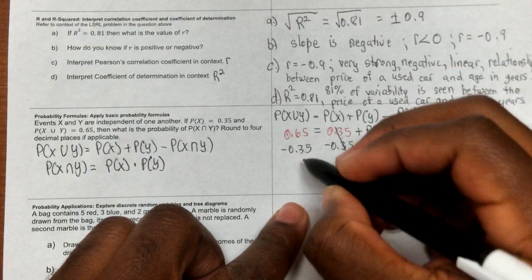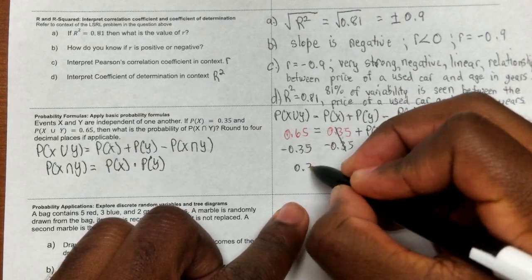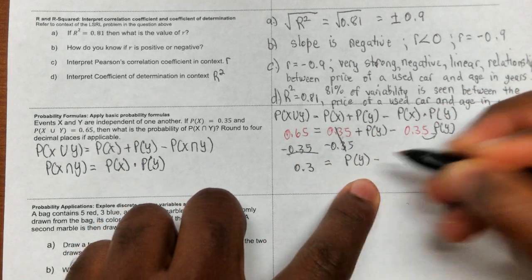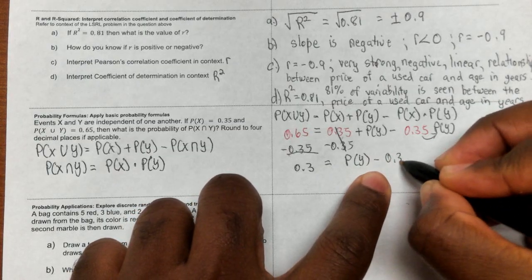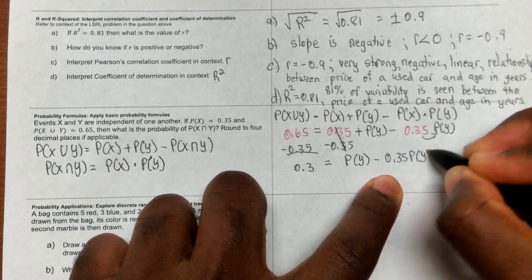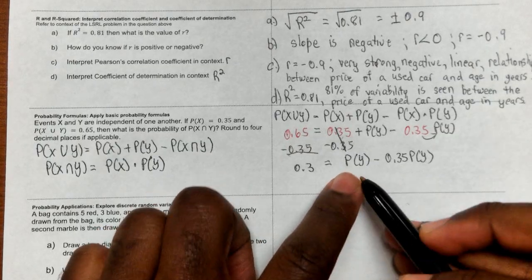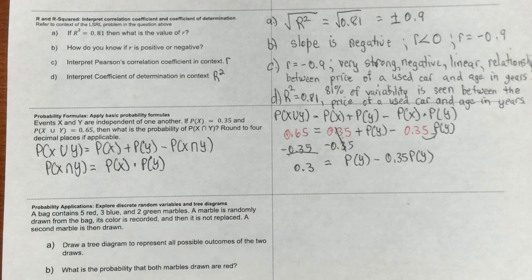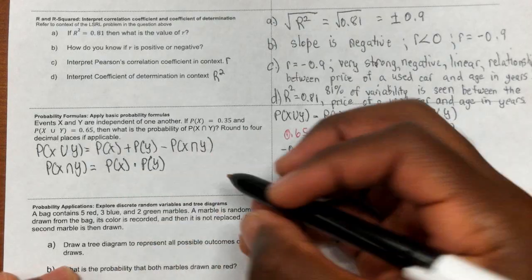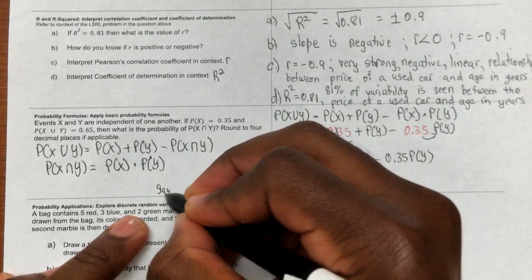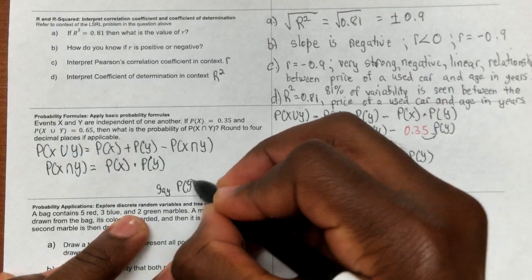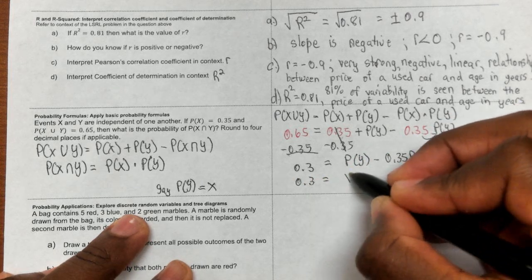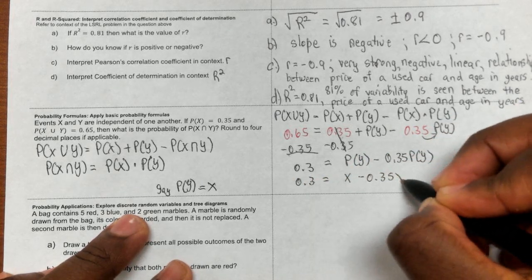So some algebra right here. This will give me 0.3 is equal to the probability of y minus 0.35 times the probability of y. In this case, guys, I'm going to call the probability of y x, just so I can do it more algebraically. I could have done that from the beginning. So I'm going to say the probability of y is equal to some variable x. I would have 0.3 equal x minus 0.35x.